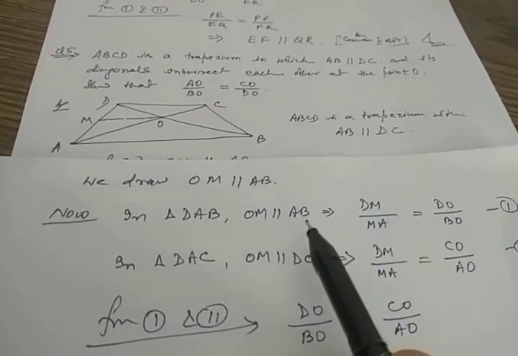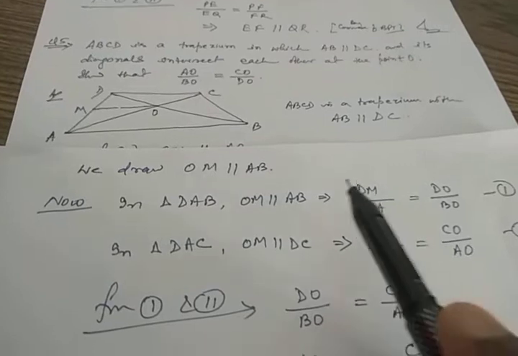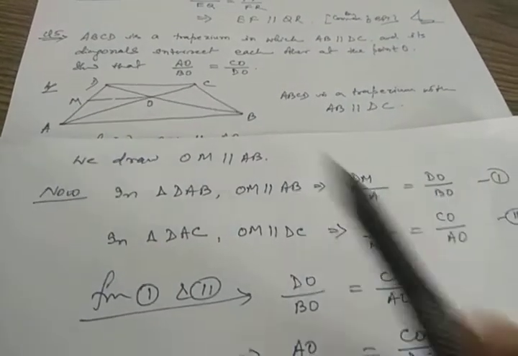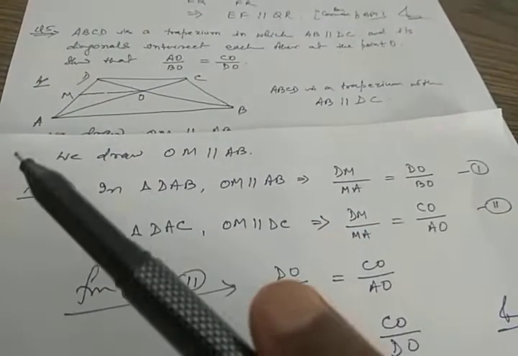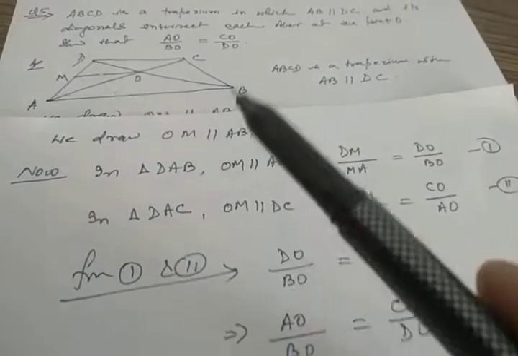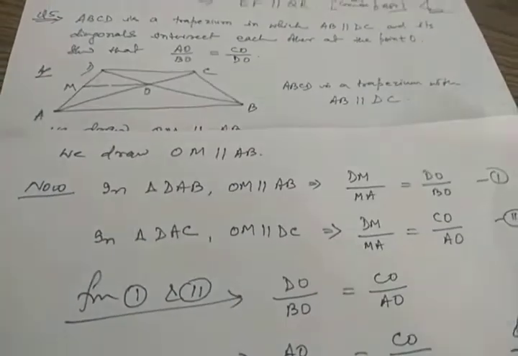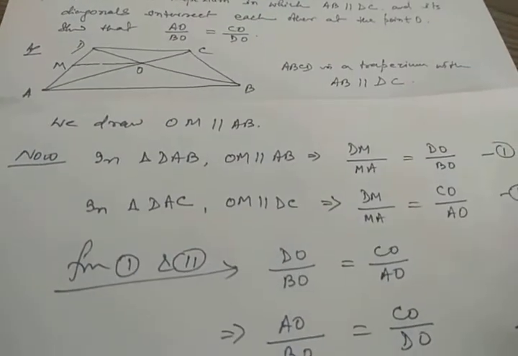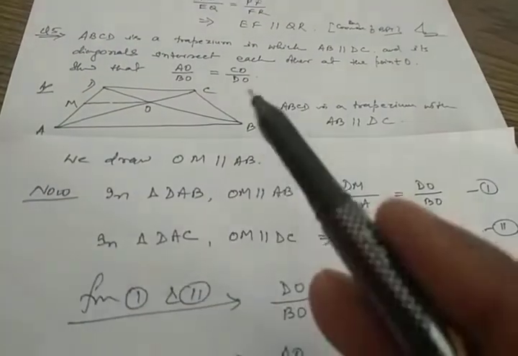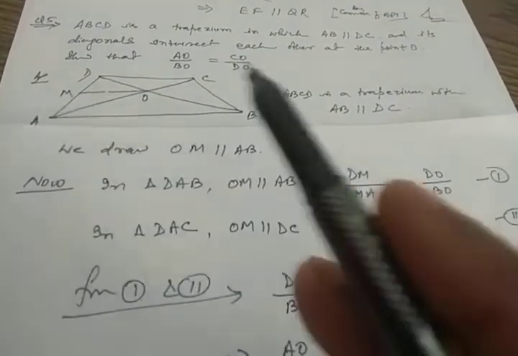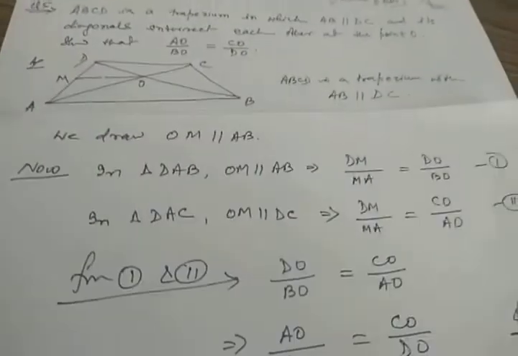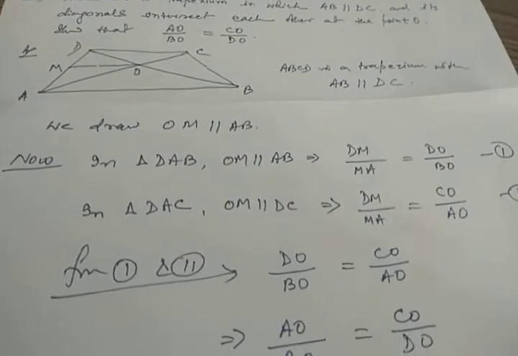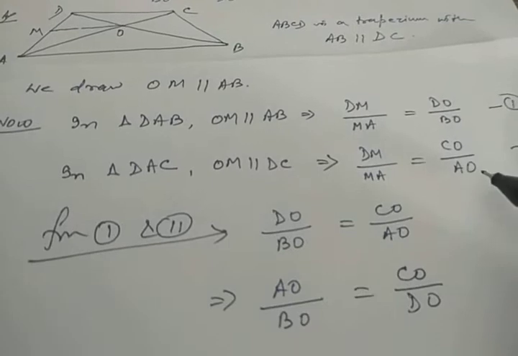OM is parallel to AB. So we can write DM by MA. Just see the figure. DM by MA is equal to DO by BO. Instead of OB, I just write BO as per your question. So it should be DM by MA is equal to DO by BO. In the same way, take the triangle DAC. Once again, OM is parallel to DC. So it should be DM by MA is equal to CO by AO.